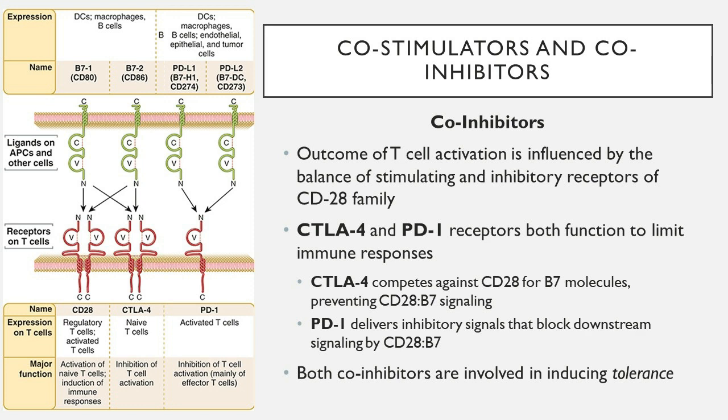PD-1 also delivers an inhibitory signal. It binds to, and this is easy to remember, the PD-L1 ligand and the PD-L2 ligand. And this actually functions by blocking downstream signaling of CD28 and B7. So B7 can still be present and binding to CD28, but if PD-1 is activated, it blocks that signal from happening. Both of these co-inhibitors are involved in the phenomenon known as tolerance, where a T cell might recognize its antigen, but because it has these blocking mechanisms, it kind of thinks, no big deal, and it doesn't do anything. And it becomes tolerant towards that particular antigen.